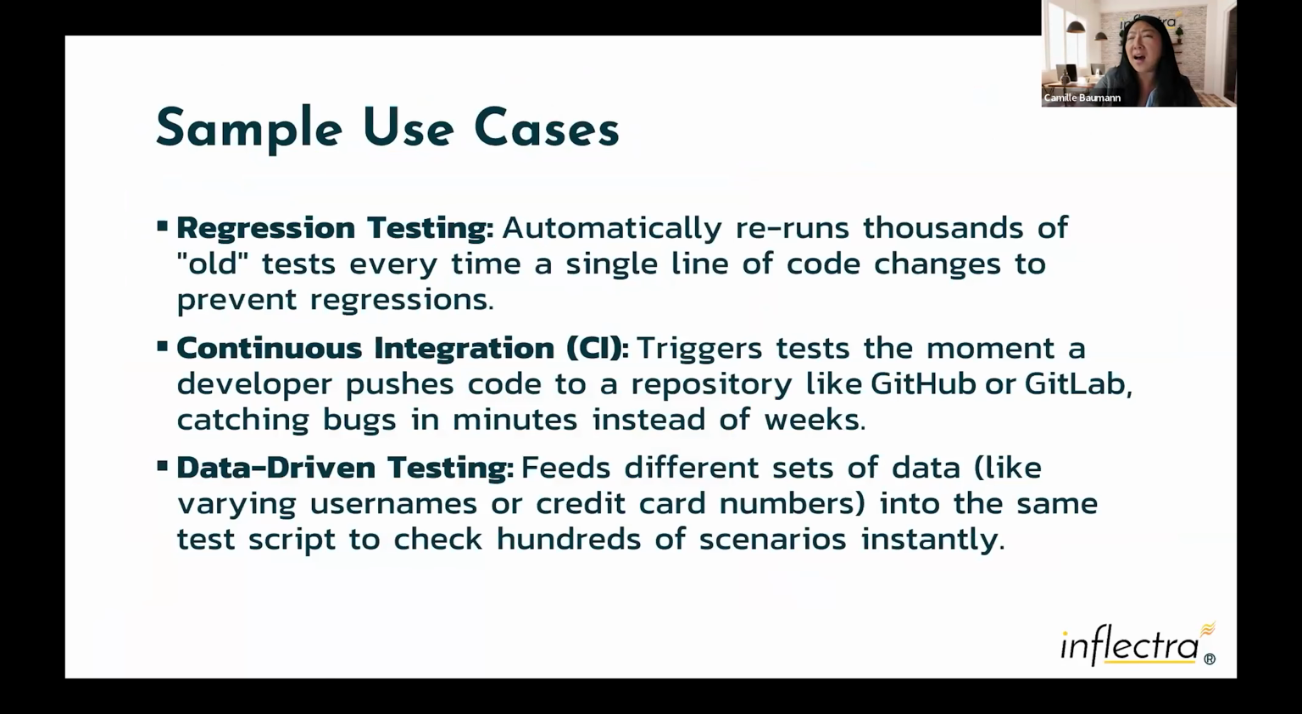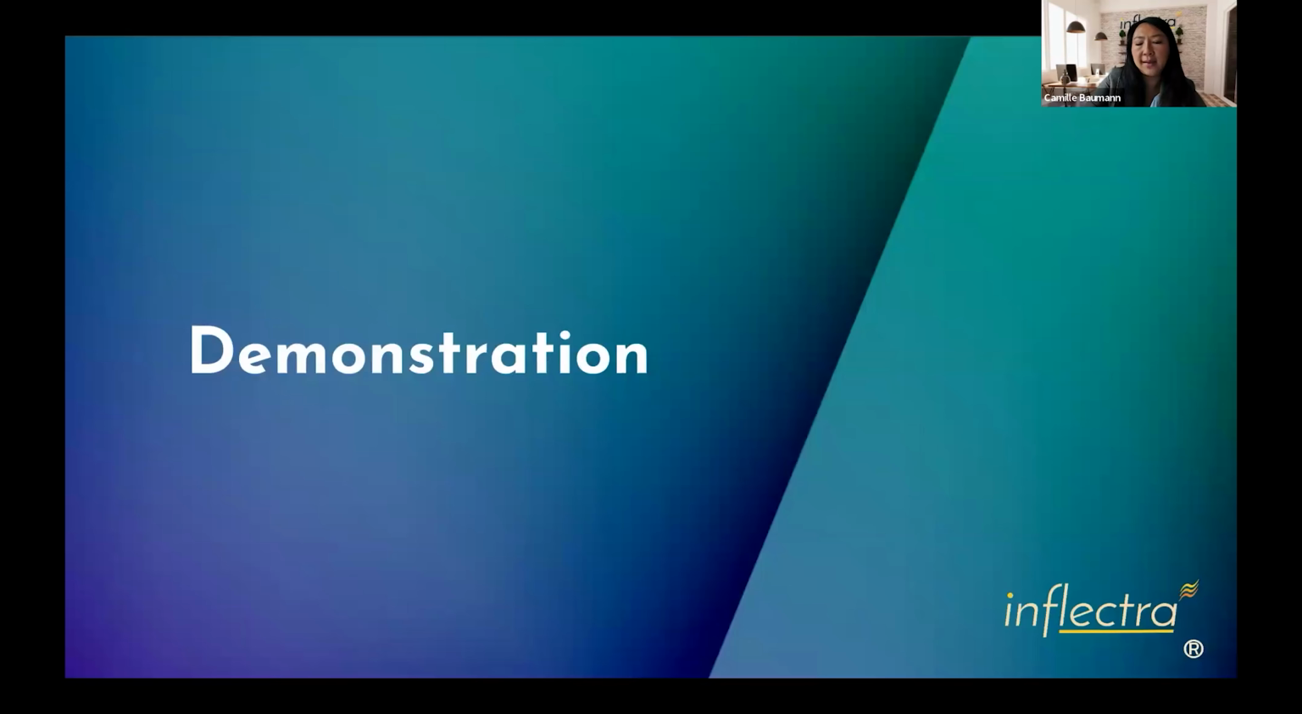Sample use cases, besides maintaining legacy and ERP systems, handling bulk regression testing, CI triggers, and pushing code to repositories like GitHub, GitLab, catching bugs before they become incidents, and taking minutes instead of weeks or even seconds now, with data-driven testing as well, feeding in different sets of data for common scenarios that can all be on repeat within seconds. So I'm going to hand over to Adam to show you just how easy it is to use Inflectra AI, show you the full self-healing benefits of Rapise, and a little hint of SureWire.